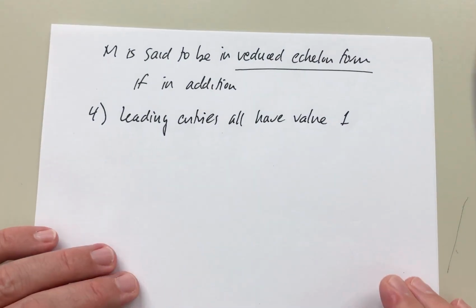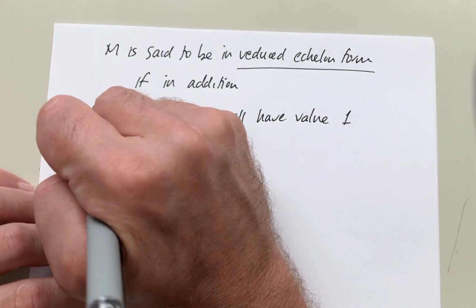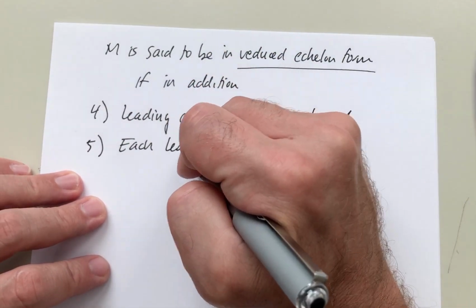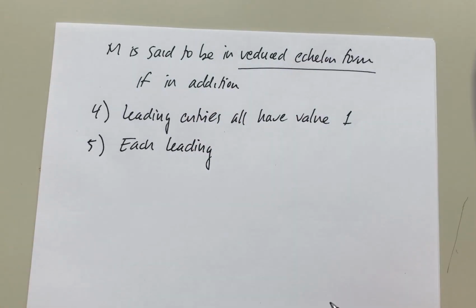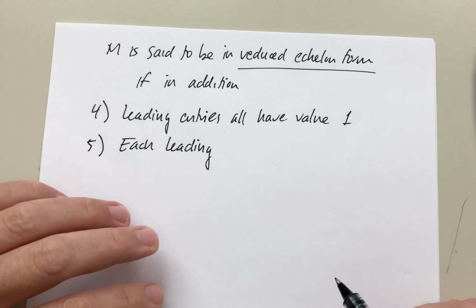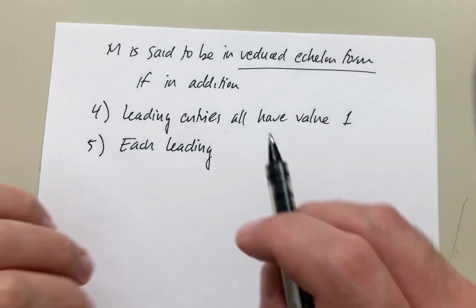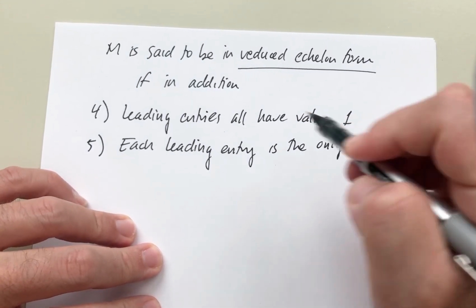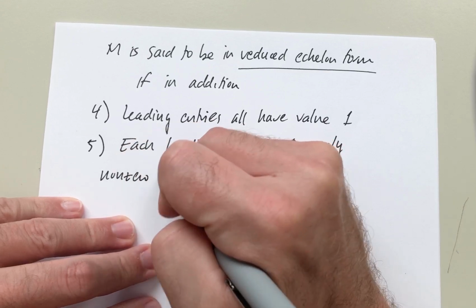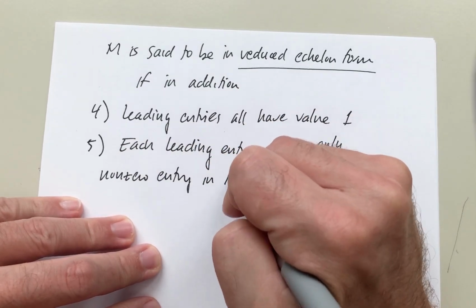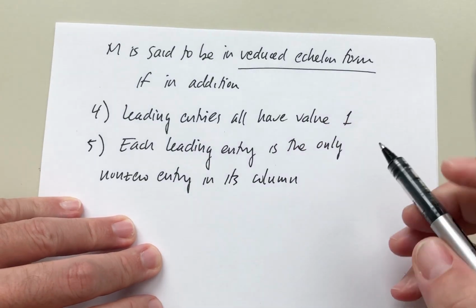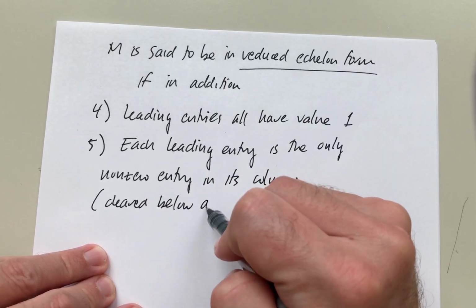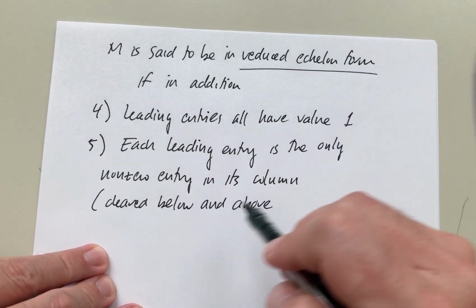So if you want to think about using your row operations, you would scale your row to get the pivots equal to 1. And the next thing we want to know is that not only do we have that staircase property from above, where everything below a leading entry is 0, but we actually want the entries above the pivots to be 0 as well. So each leading entry is the only non-zero entry in its column. And so what I think about is that you've cleared below and above each pivot.